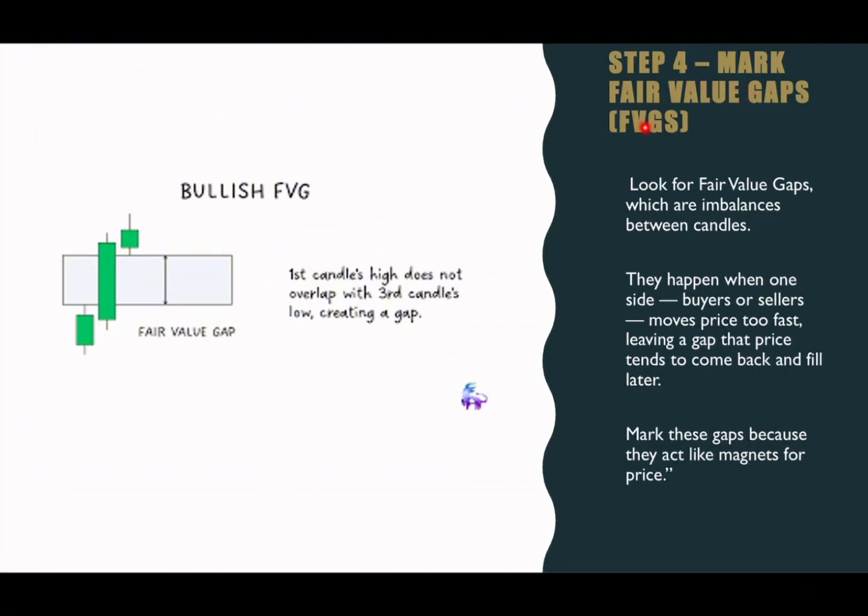Fair value gaps are when you see a large candle moving up, right, without any retracement inside of that candle, and that is considered a fair value gap. So the first candle's high does not overlap with the third candle's low, creating a gap. This is the first candle. It doesn't go into this area. The second candle doesn't go into this area. So there's a gap in the market, and whenever there's a gap, it must get filled.